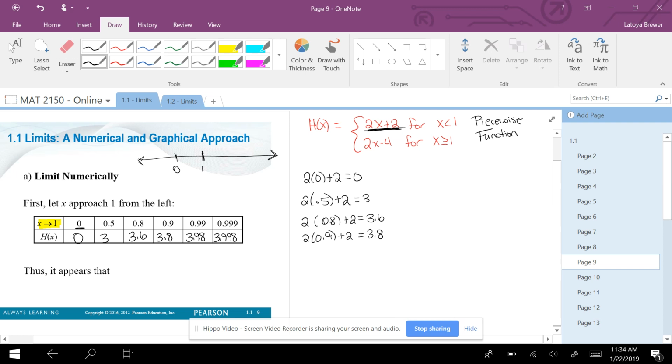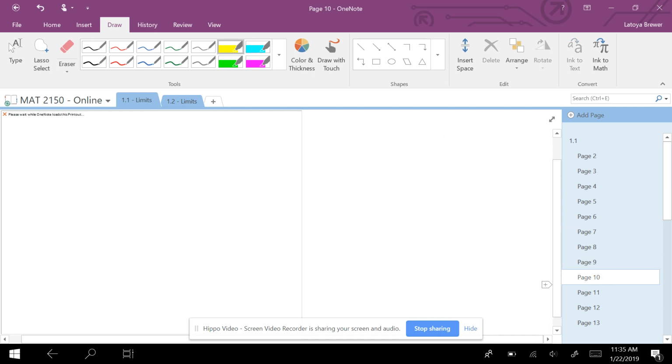I started at 0, but the closer I got to 1, it appears that the limit, as I approached 1 from the left of that function h of x, is equal to 4. I started at 0, but I approached 4. I'm getting closer to 4. Okay. Well, that's just from the left. Let's see what happens as I approach from the right.